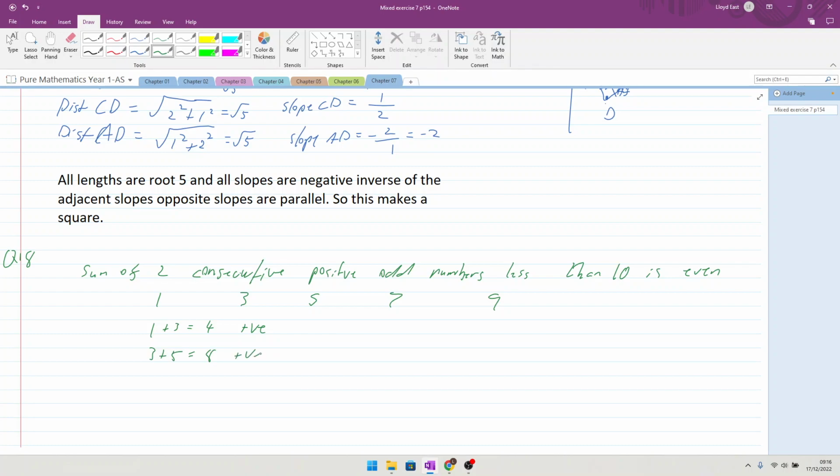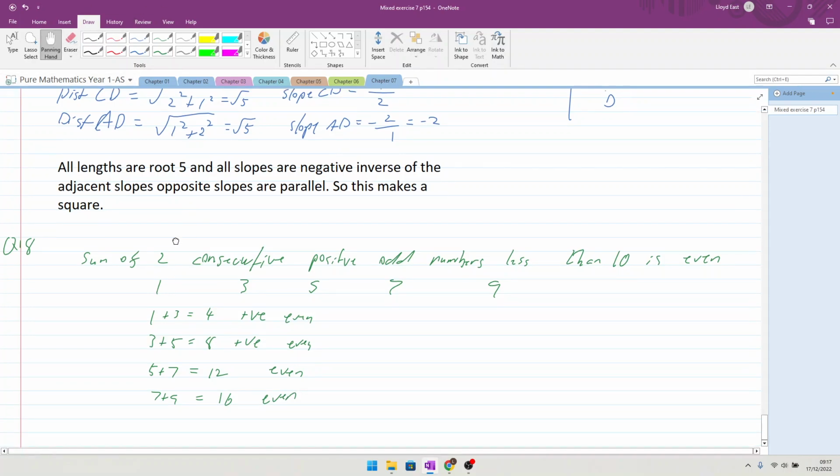Oh, sorry. Not positive. Even is what I'm showing. And yes, it is even. Where was I? 5 plus 7 is 12, which again is positive, but more importantly, it's even. And finally, 7 plus 9 is equal to 16, which is also even.